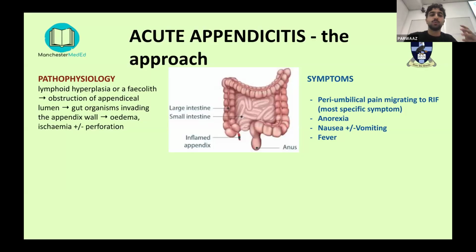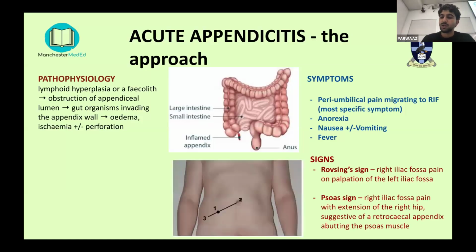Okay. Along with that, patients usually have anorexia, so basically off their food, and have episodes of nausea and vomiting. Plus, there can be pyrexia as well. Okay, so these are the things that you should think of when you think appendicitis. Some pretty common exam signs that you'll see.